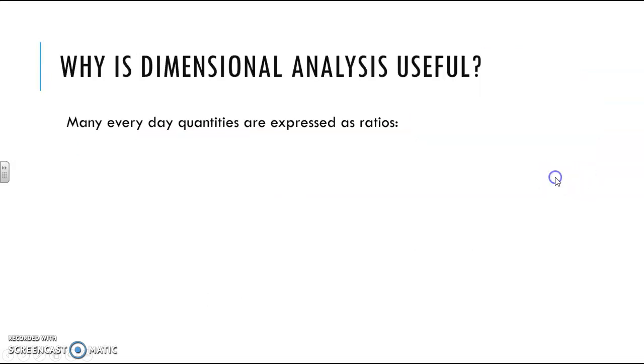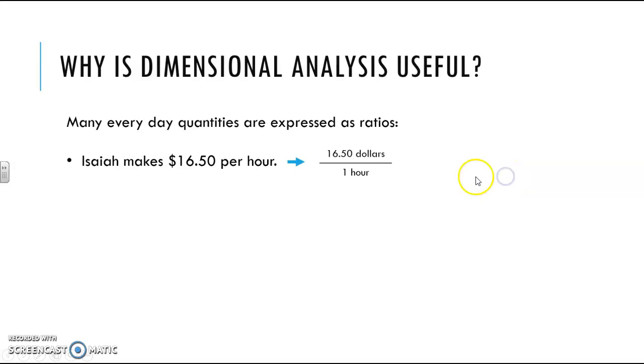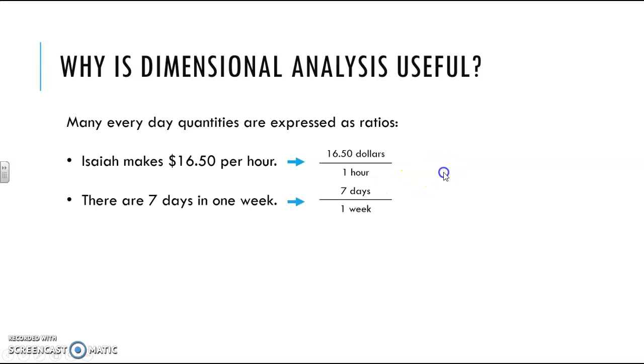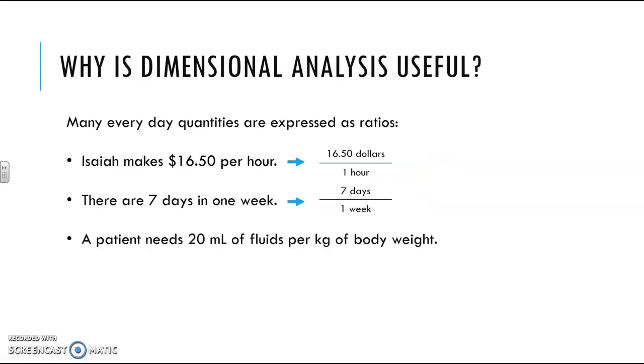So why is it so useful? Well, there are so many everyday quantities that are expressed as ratios. Like you might say that Isaiah makes $16.50 per hour. All right, this means that he makes $16.50 per hour. So we can write that as a fraction or consider it a ratio. There are 7 days in 1 week, so we could write that as a fraction, 7 days over 1 week.